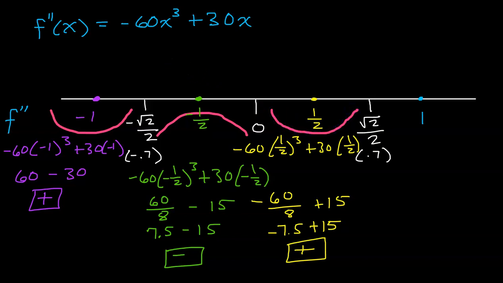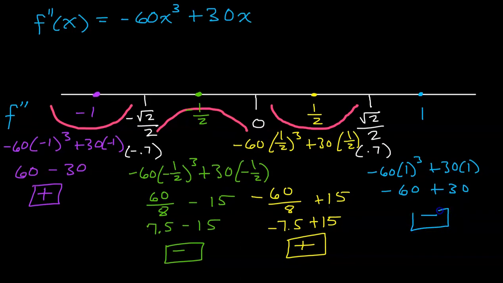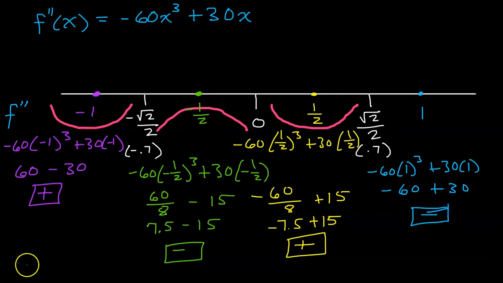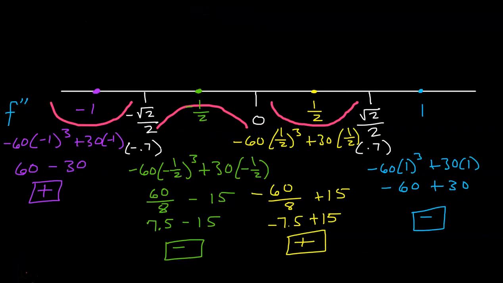And finally, the value of +1. So if I do -60 times 1 to the 3rd power plus 30 times 1, that's just going to be -60 plus 30, which is a negative value. Whoops. So this tells us that in this final interval, the function will be concave down.